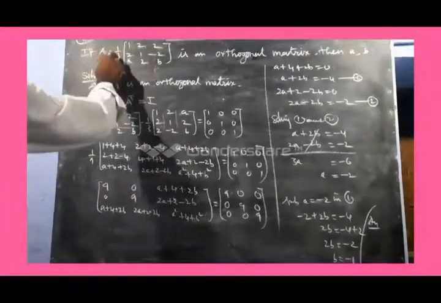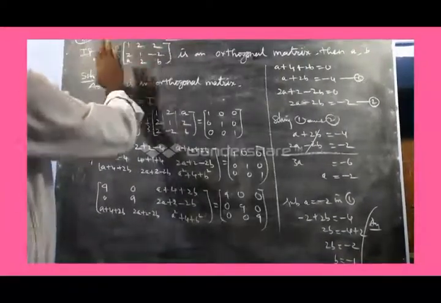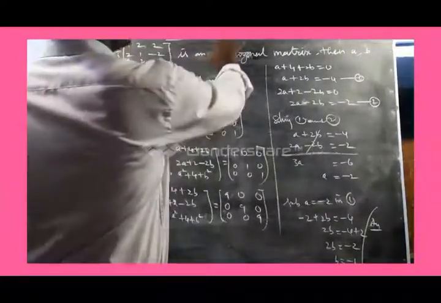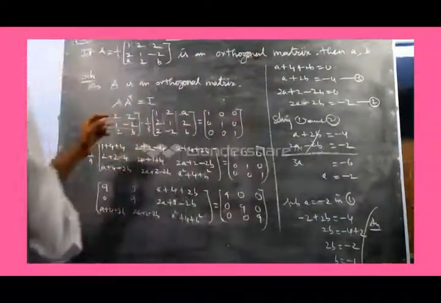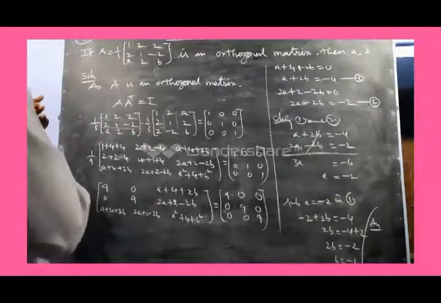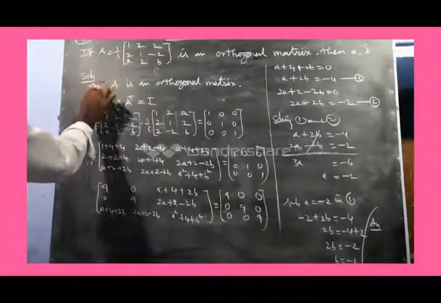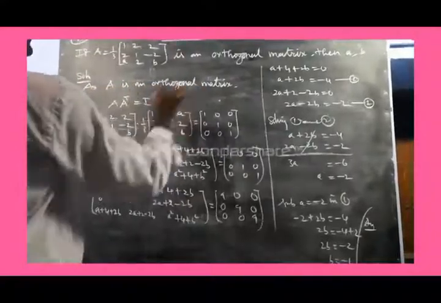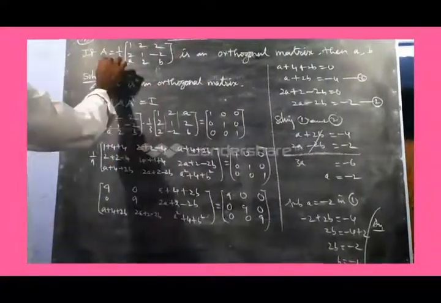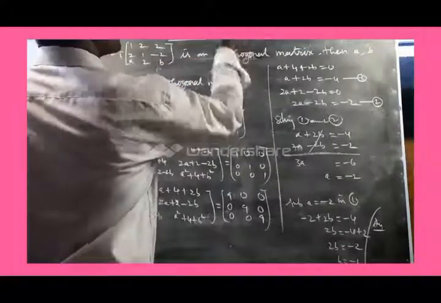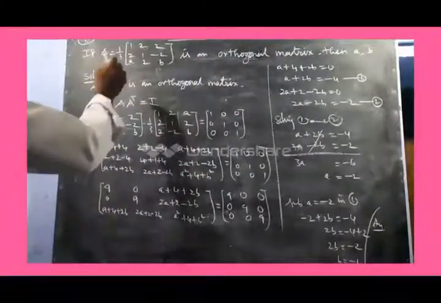If A equal to 1/3 into the matrix is an orthogonal matrix, then find A, B. So first of all, A is an orthogonal matrix.